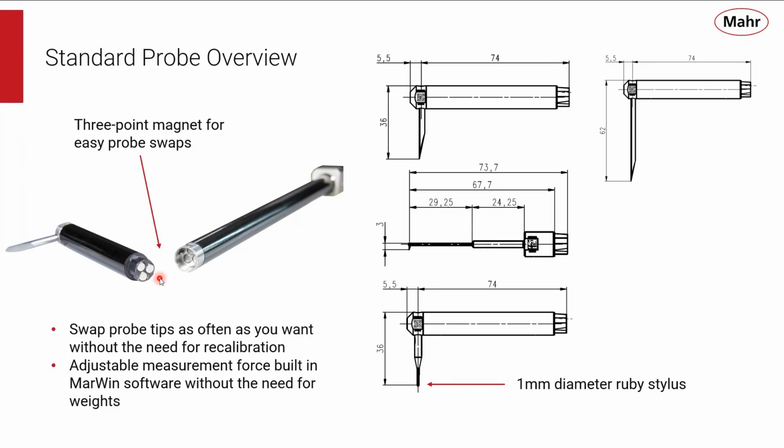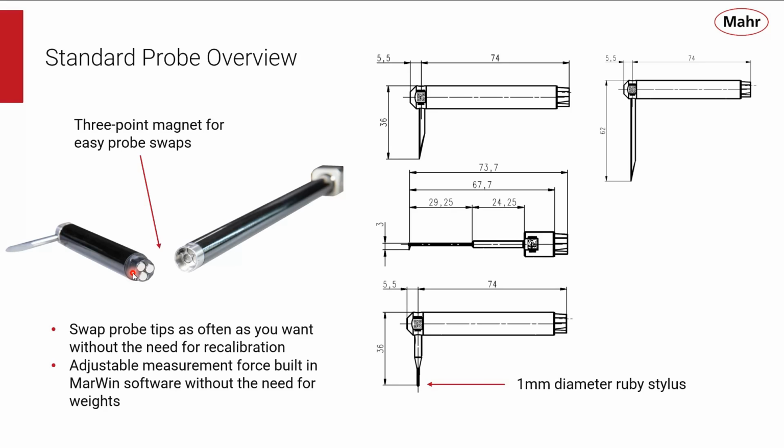So the probe system is designed with just a simple 3-point magnet for easy probe swaps. There is a notch on the probe here, which only allows the probe to go in one orientation, so you can't put it in the wrong orientation. It will always be pointing straight down. The advantage here is that you can easily swap probes with the magnet, and you can swap them as often as you want without needing to recalibrate the probe.